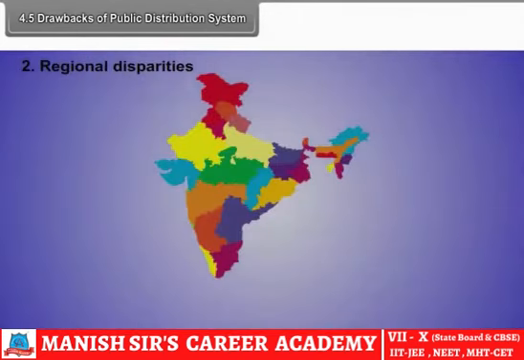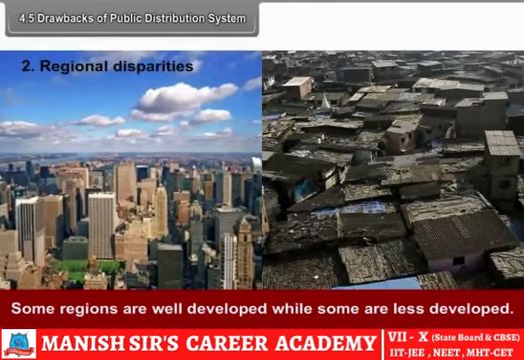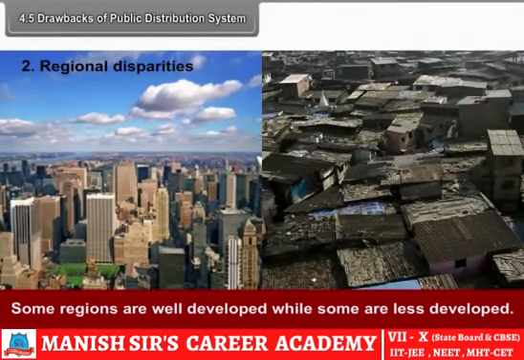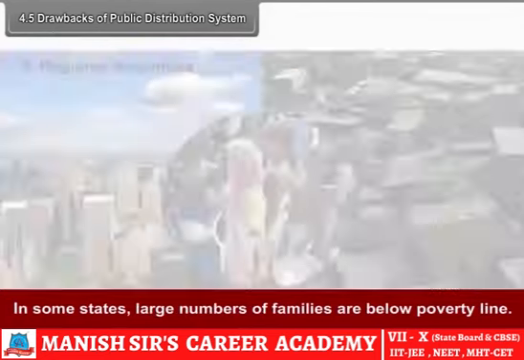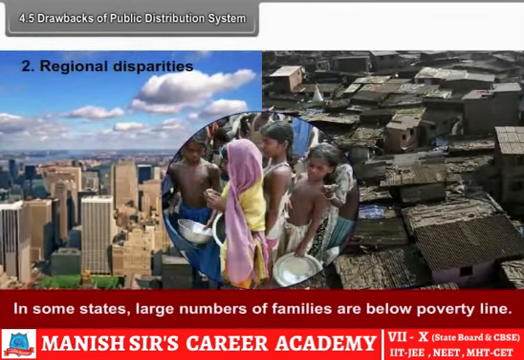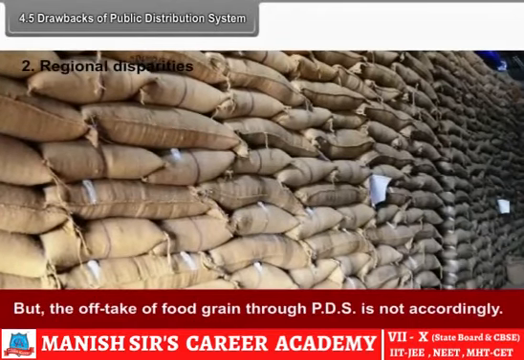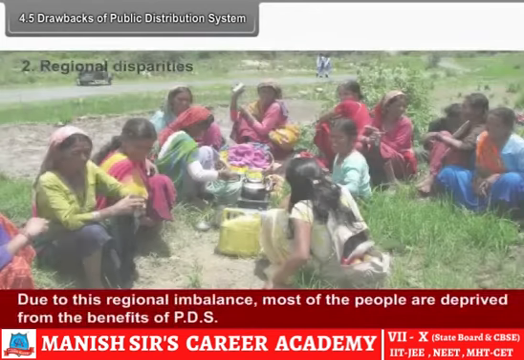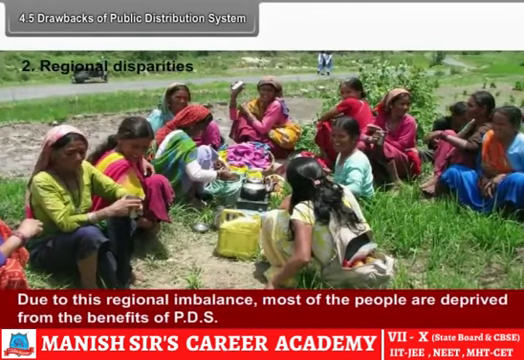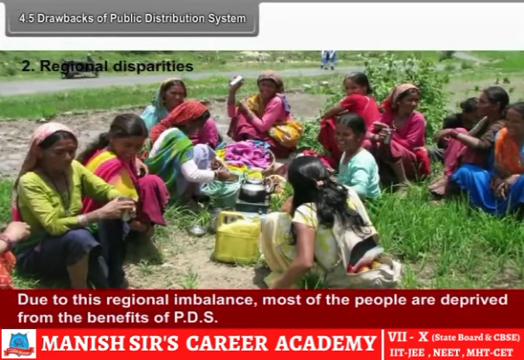2. Regional disparities. Some regions are well developed while some are less developed. In some states, a large number of families are below poverty line. But the offtake of food grain through PDS is not accordingly. Due to this regional imbalance, most of the people are deprived from the benefits of PDS.